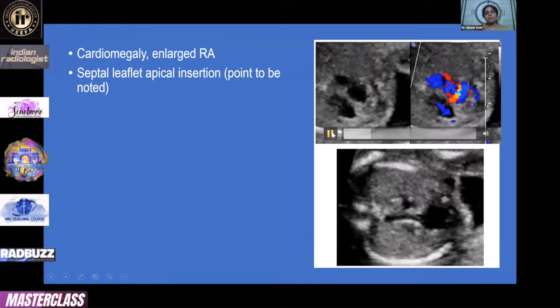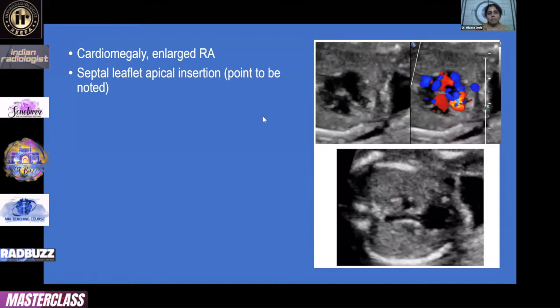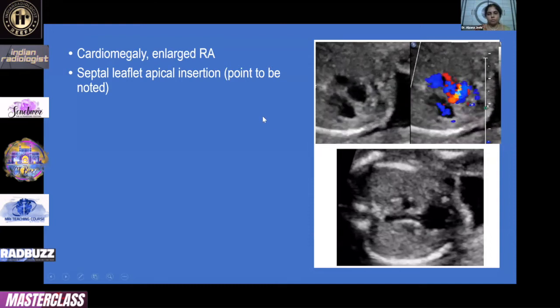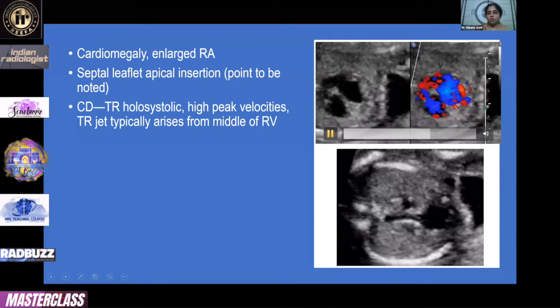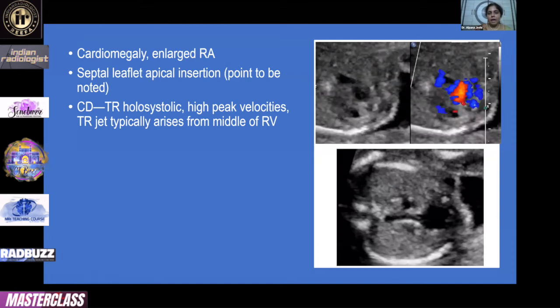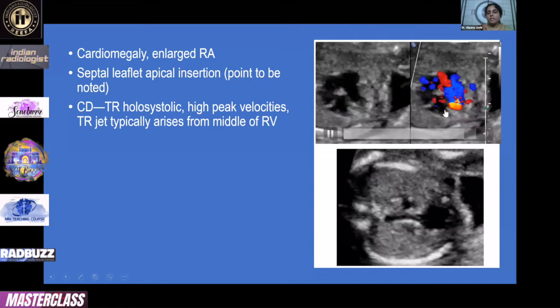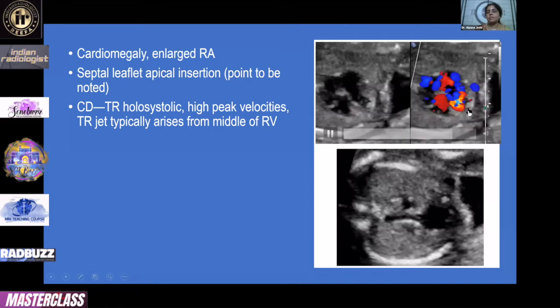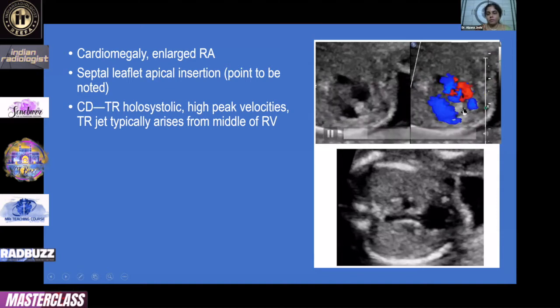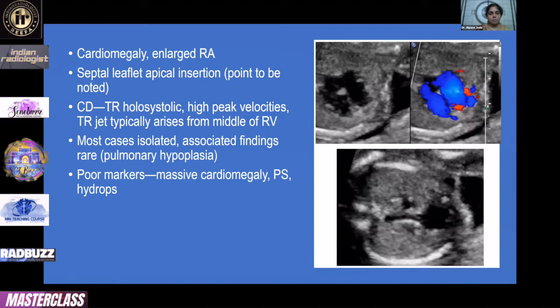More than cardiomegaly, it is the enlarged right atrium. There is a septal leaflet apical insertion, which is the most important point to be noted. The color Doppler is important because it will tell you the holosystolic regurgitation, very high peak velocities, and the TR jet is arising not from the tricuspid valve where you think it will be, but it is coming somewhere from the middle of the right ventricle. And that gives you the clue to the diagnosis of Ebstein's.